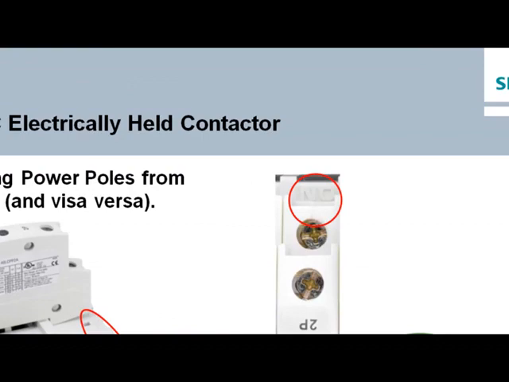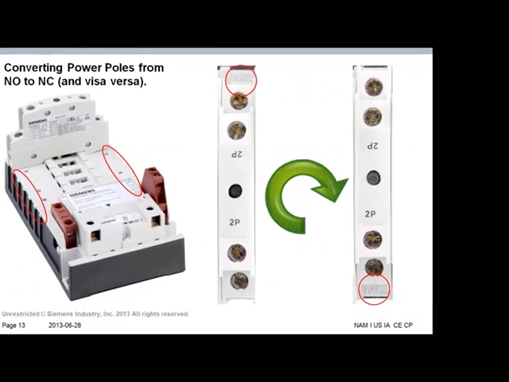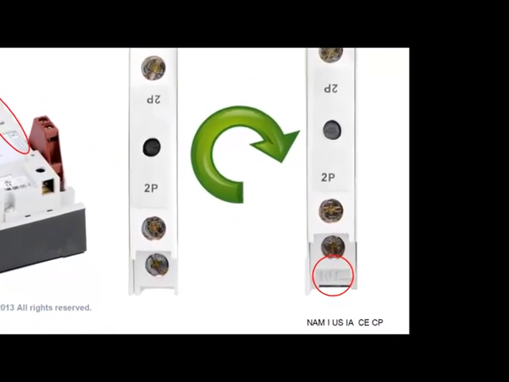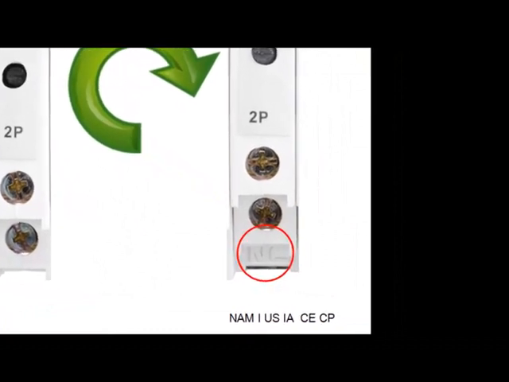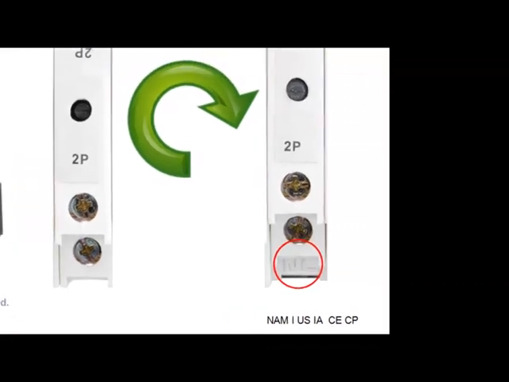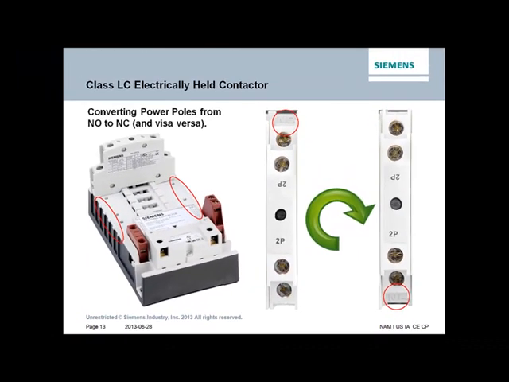If we were to take that same power pole, remove it, rotate it 180 degrees, and then snap it back in the base, that same power pole would be configured now as a normally closed. You would be able to see the letters NC at the bottom. Similar to the auxiliary contacts, the power poles could be considered as neutral. It just depends on how you mount them onto the base. You can mount them as normally open or normally closed, and you could go back and forth as needed.